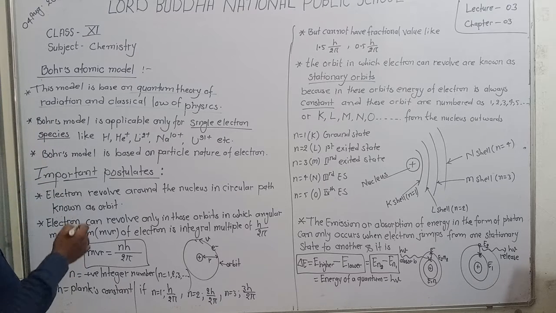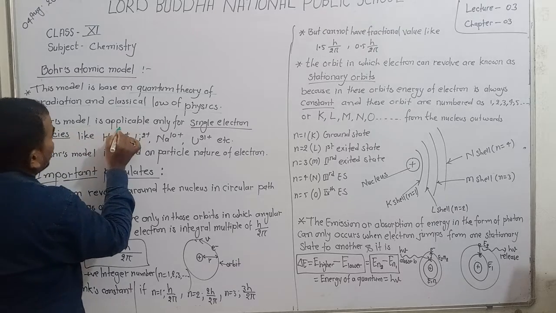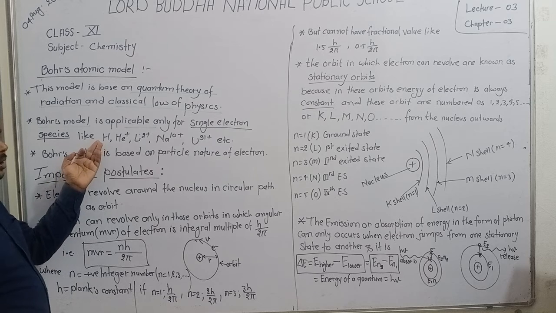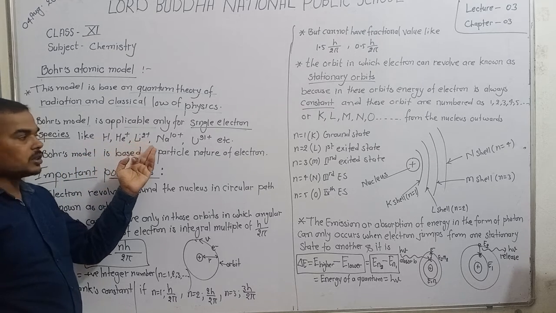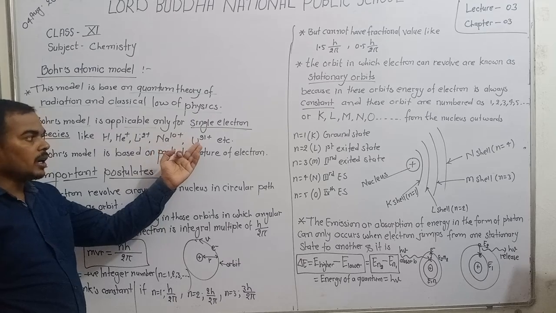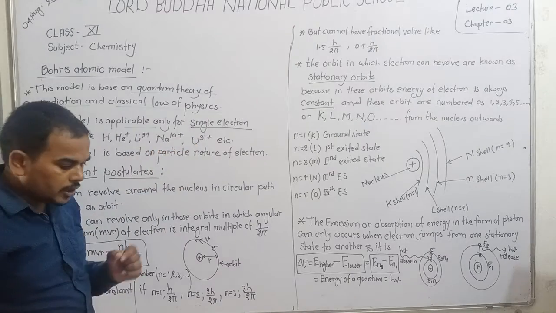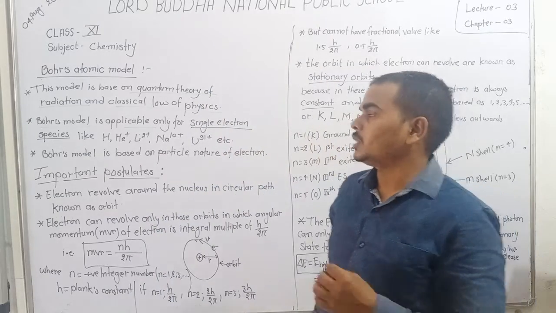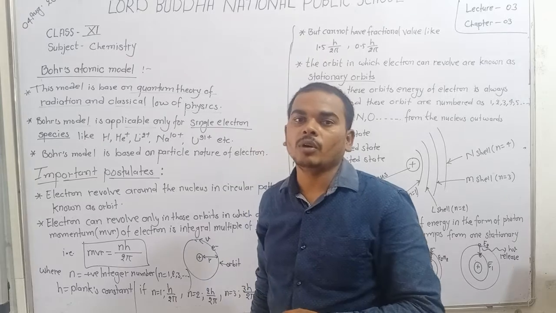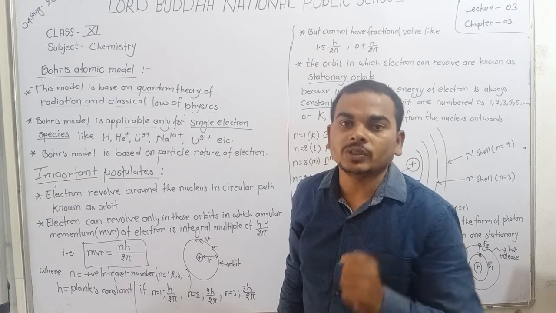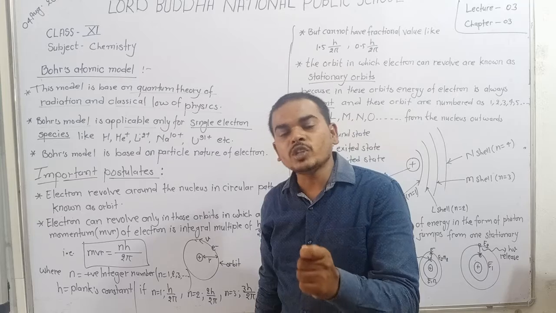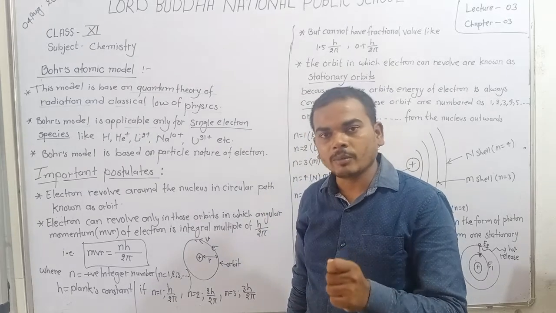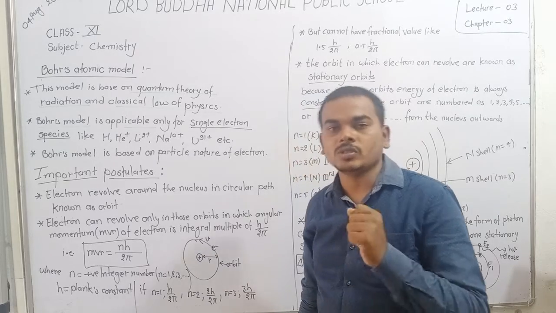Dear student, the Bohr model is applicable only for single-electron species like hydrogen, helium plus, lithium double plus, sodium 10 plus, uranium 91 plus, etc. This model is only applicable for hydrogen-like species, meaning species which have a single electron. The Bohr model is applicable for single-electron species or atoms.